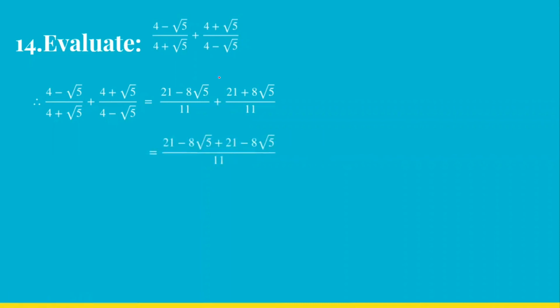Minus 8 root 5 and plus 8 root 5, both got cancelled. So 21 plus 21, we got 42 upon 11, and 42 upon 11 in the mixed fraction, we get 3 9 upon 11. Got it?